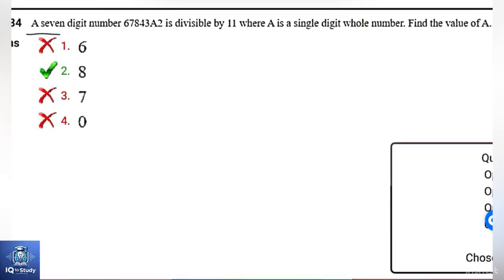A 7-digit number 6784382 is divisible by 11, where A is a single-digit whole number. Find the value of A. We know that the divisibility rule of 11 is that the difference between the sum of the first alternate digits and the second alternate digits must be divisible by 11.